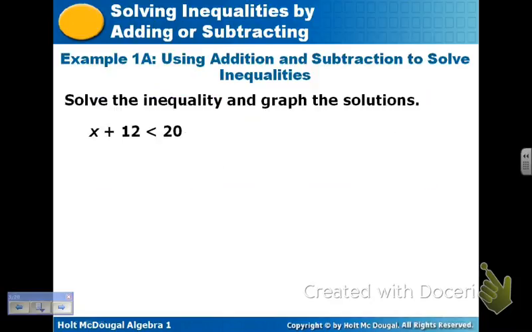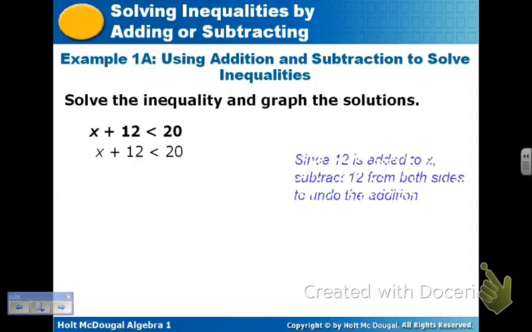All right, so for example 1, what I want you to do is just pause your video for a minute, work this on your own if you can, and then come back to the video and let's see if you got the correct answer. So we're going to solve this inequality. x plus 12 is less than 20. Since 12 is added to x, subtract 12 from both sides to undo the addition. That's our inverse operation.